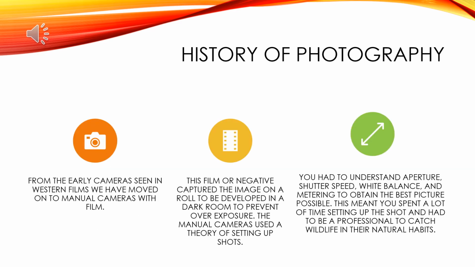From the early cameras seen in Western films, we have moved on to manual cameras with film. Now, this film or negative captured the image on a roll to be developed in a dark room to prevent overexposure. The manual cameras use a theory of setting up shots. You had to understand aperture, shutter speed, white balance, and metering to obtain the best picture possible. This meant you spent a lot of time setting up the shot, and it had to be professional to catch wildlife in their natural habits.